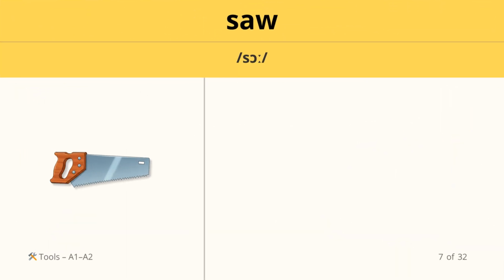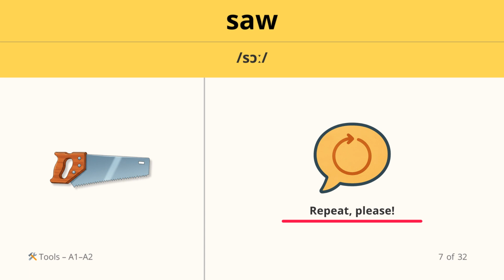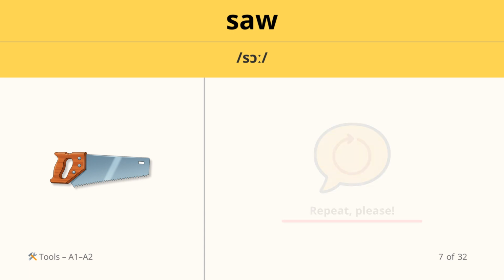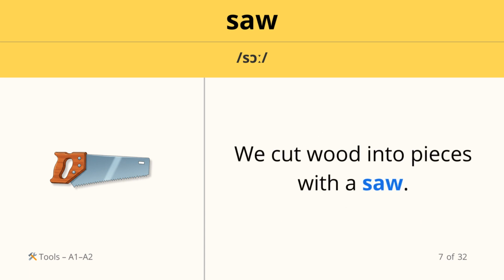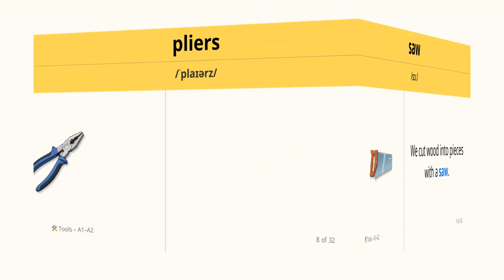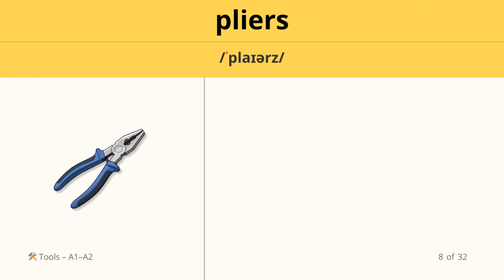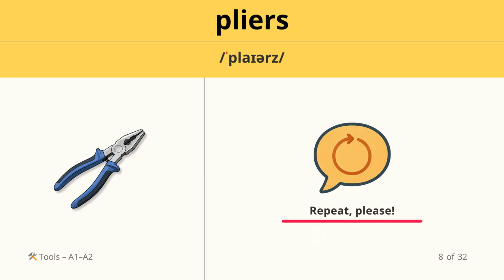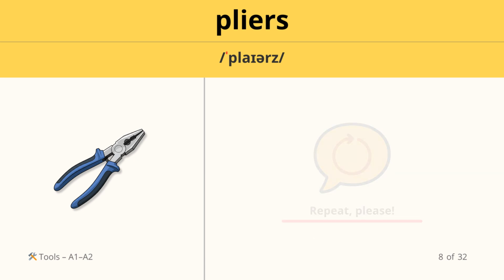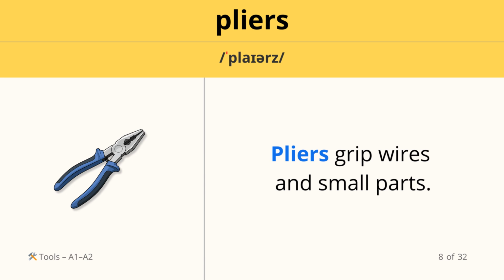Saw. We cut wood into pieces with a saw. Saw. Pliers. Pliers grip wires and small parts. Pliers.